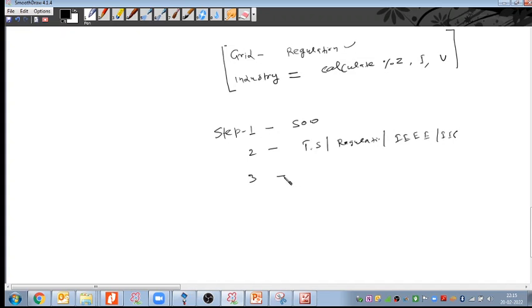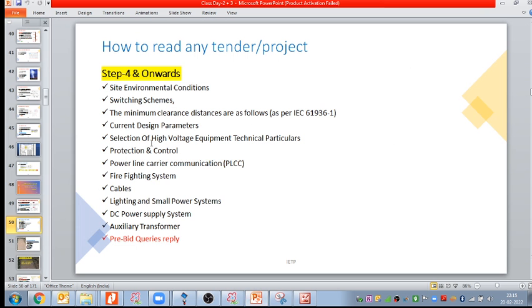Step three, what we discussed, we have to read the electrical design criteria. In electrical design criteria, there are several parameters that we discussed from yesterday until today, like voltage, impulse voltage, fault current, this selection. Then step number four, we have to read in the tender about the site environmental condition. Whatever site environmental condition is given, all the equipment should be suitable for that site.